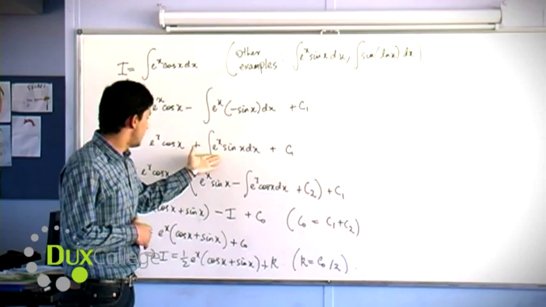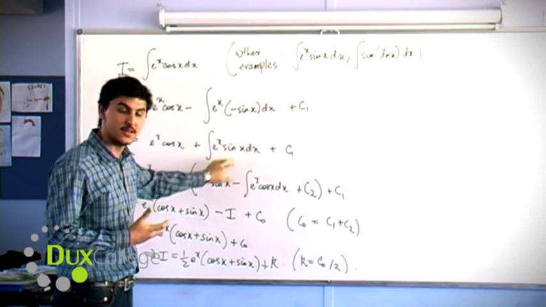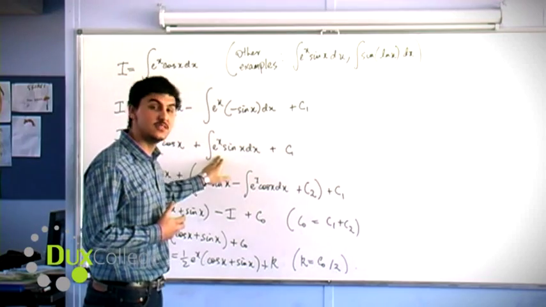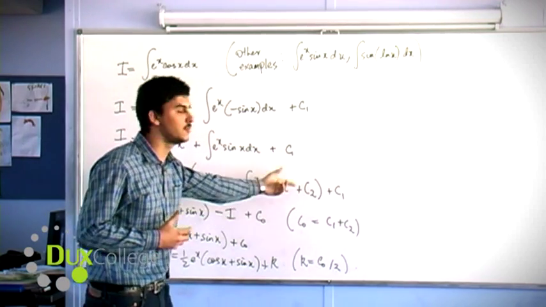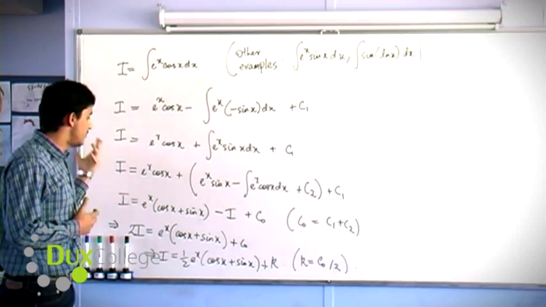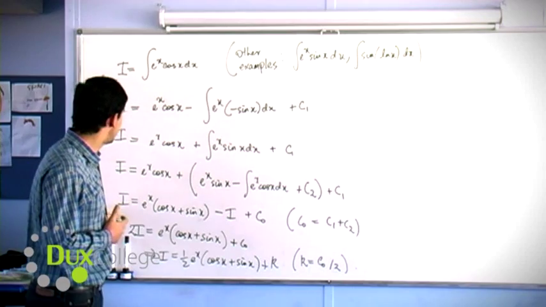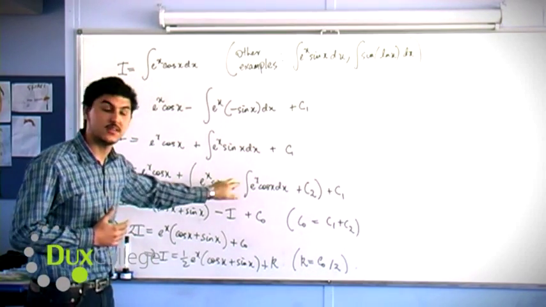So, integrating e to the x gives us e to the x times sine x, we leave sine x, then we take away the integral of e to the x, which is e to the x, times the derivative of sine x, which in this case is cos x dx, and then we add our constant C2. Obviously, rearranging and simplifying gives us this expression here after taking out e to the x from e to the x cos x plus e to the x sine x.